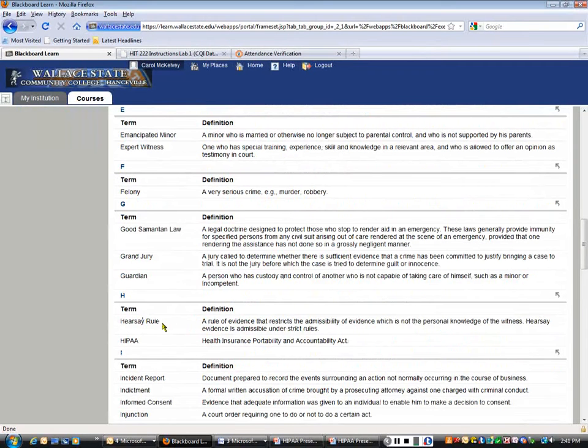Hearsay rule, we've talked about that. It's a rule of evidence that restricts the admissibility of evidence which is not the personal knowledge of the witness. Hearsay evidence is admissible under very strict rules.